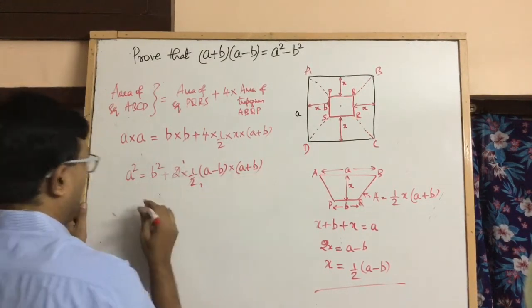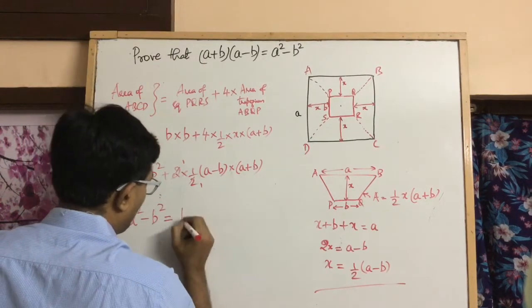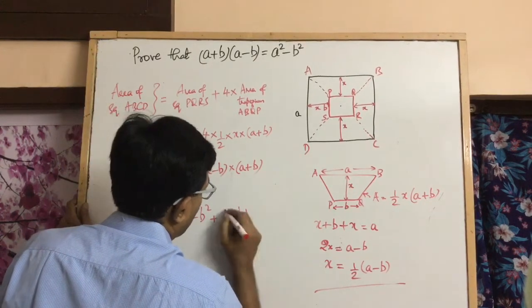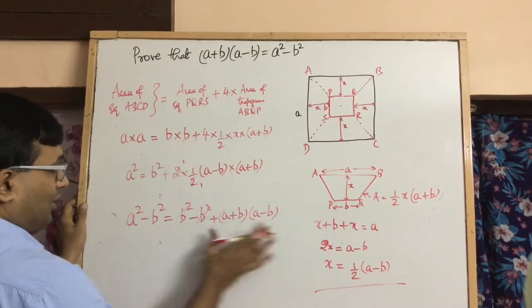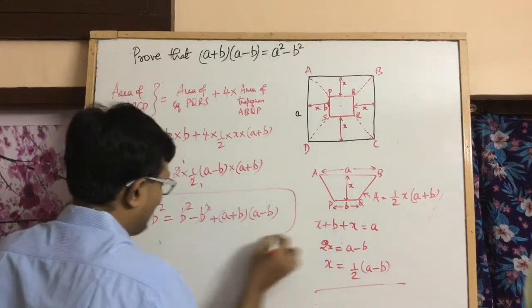We subtract b squared from both sides, and we get a squared minus b squared is equal to b squared minus b squared plus (a plus b) into (a minus b). The b squared and b squared get cancelled, or in other words, (a plus b) into (a minus b) is a squared minus b squared. This is the result that we are looking for.